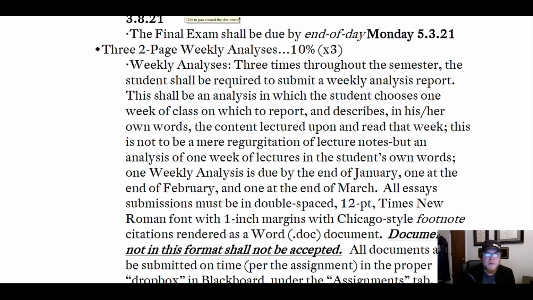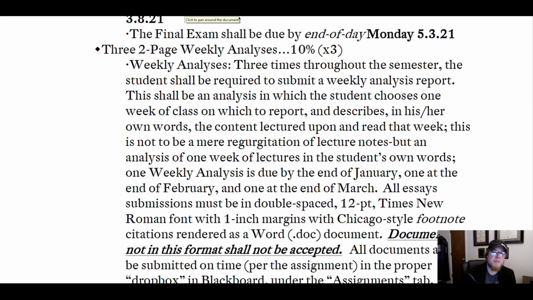If it interested you, if it made you angry, if it made you think something new, whatever it is, just tell me about it 3 times throughout the semester. And these papers are due in a systematic way. So the first one's due at the end of January. The second one's due at the end of February. The third one's due at the end of March.